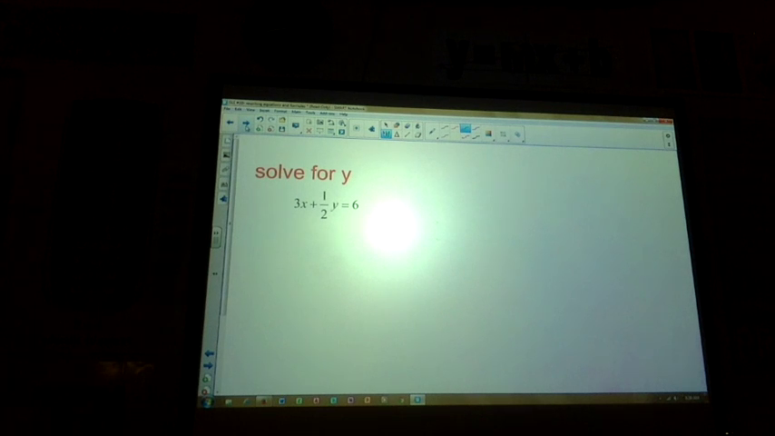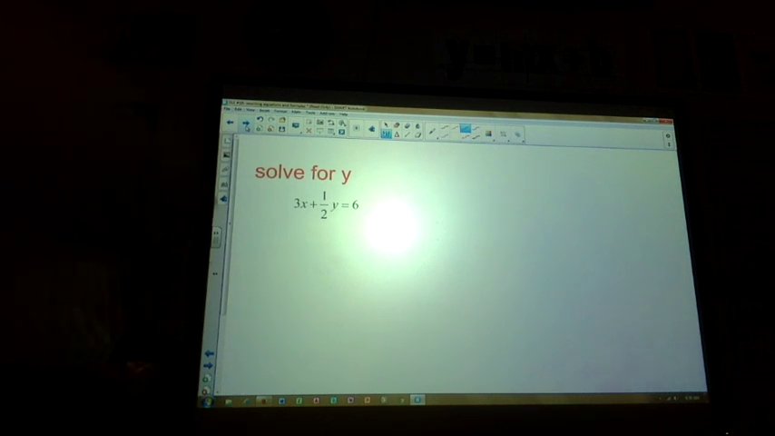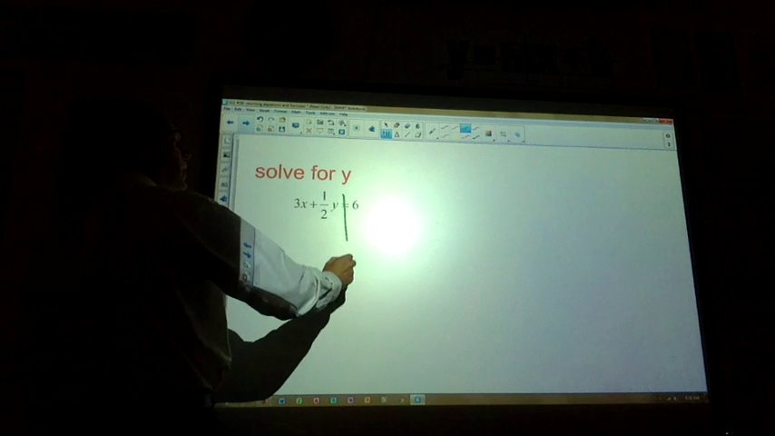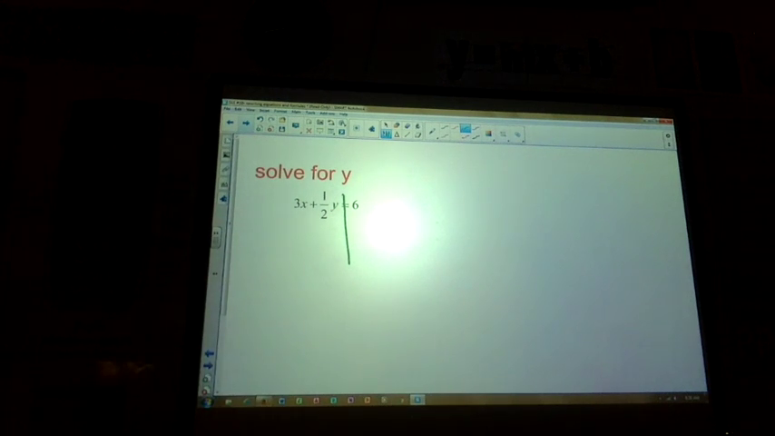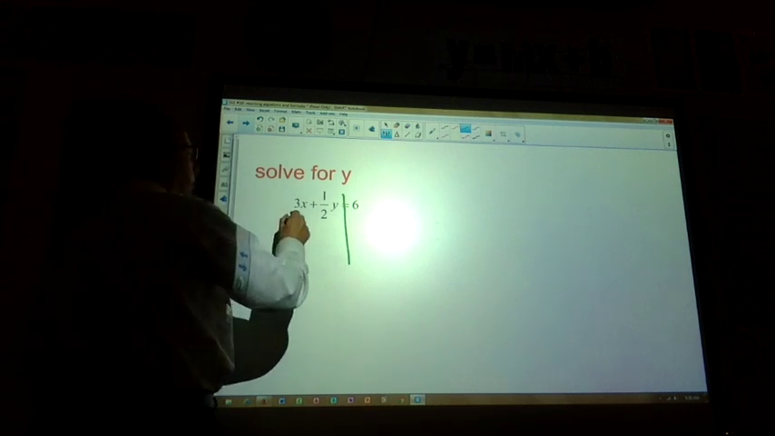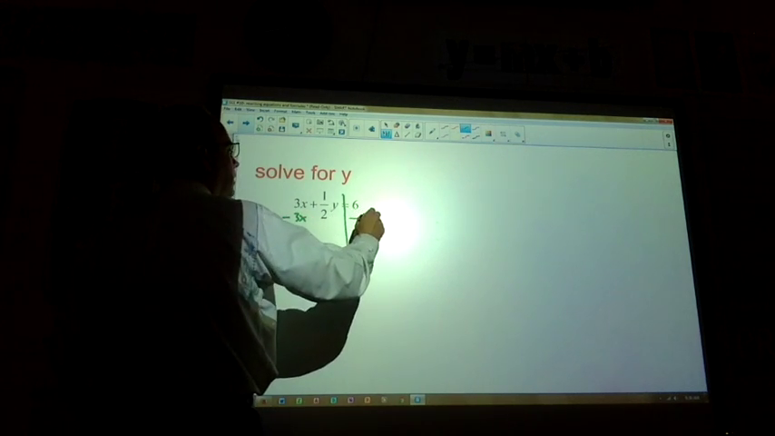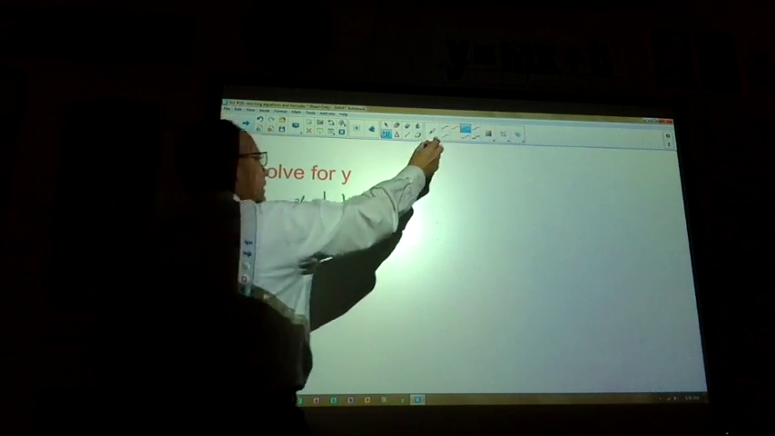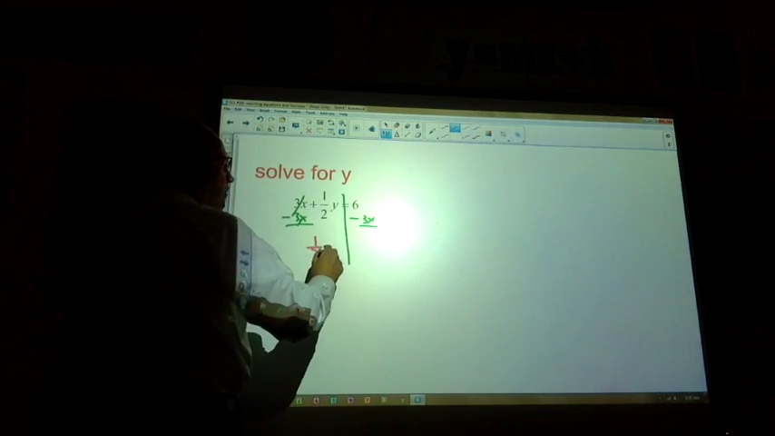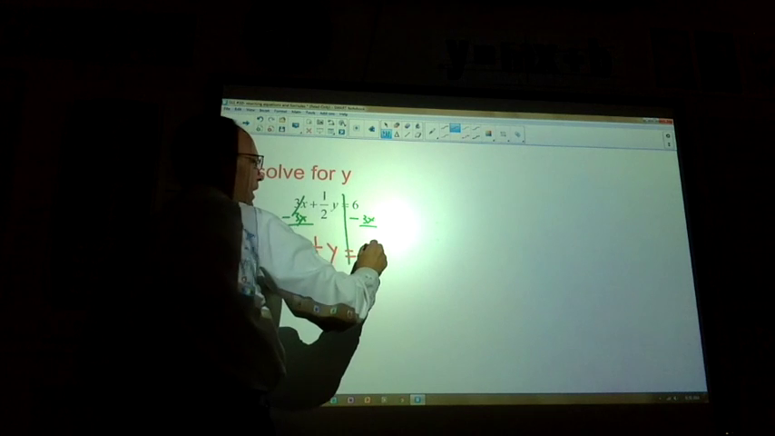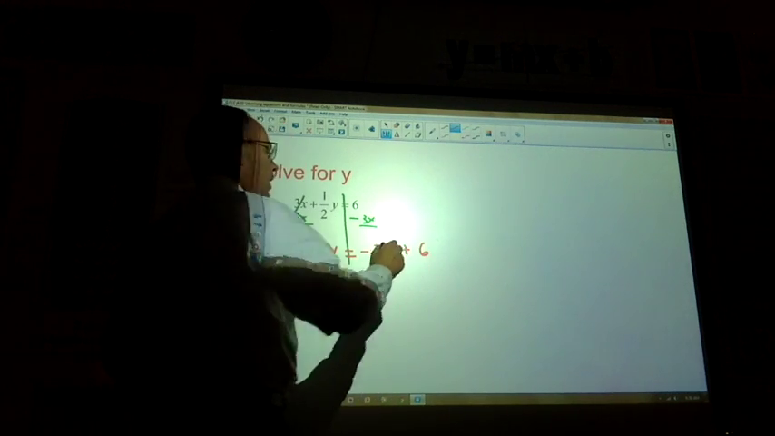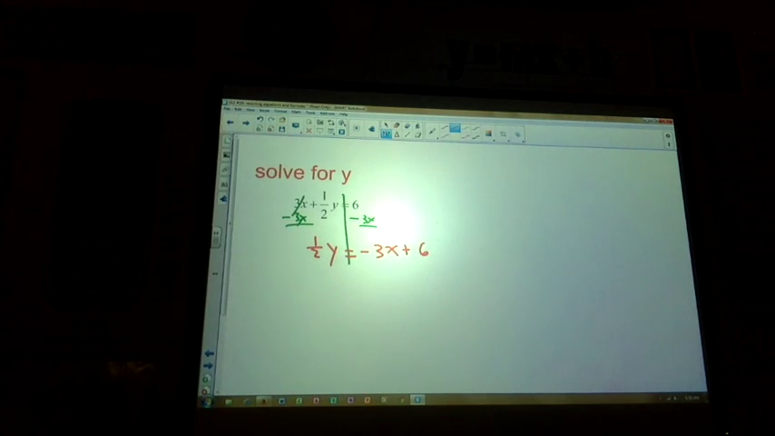All right. Ooh. A little different. We want to solve for y. Madeline, can you tell me what that first step might be right here? Yeah, subtract the 3x. Good job. All right, so I'm going to subtract that from both sides. And that's going to leave me 1/2 y is equal to negative 3x plus 6. Or I could have had 6 minus 3x, but I have to pick one or the other.